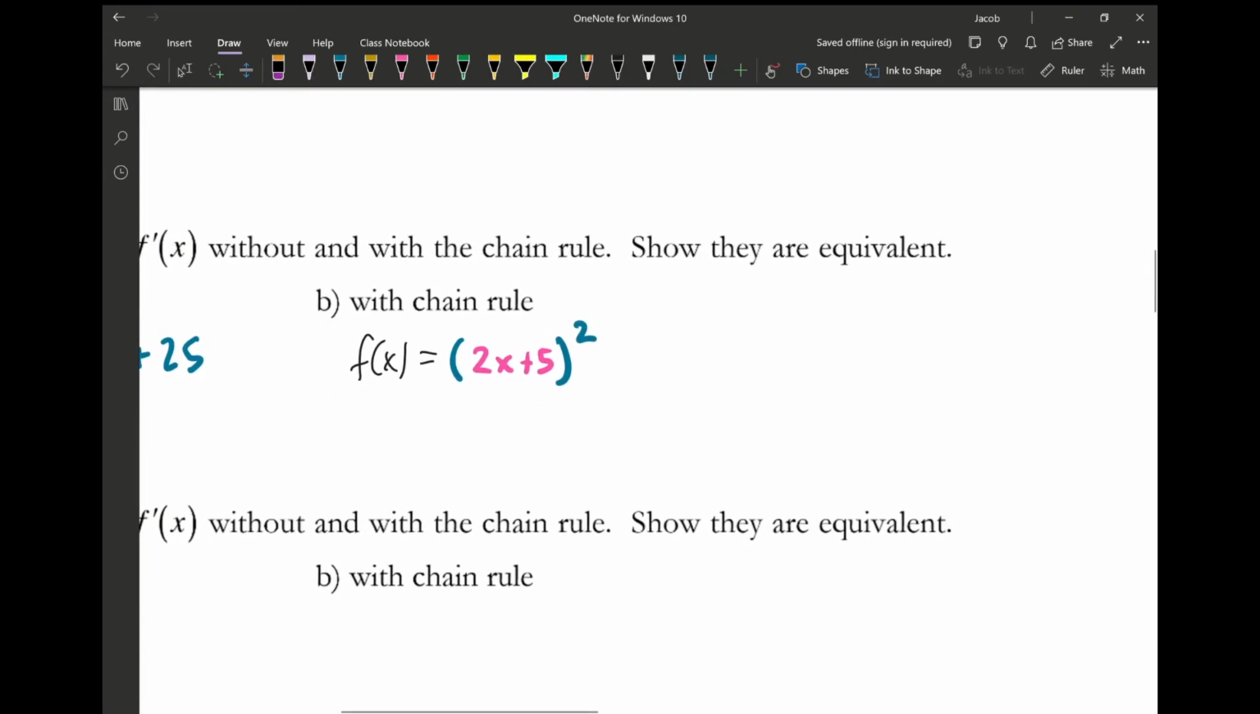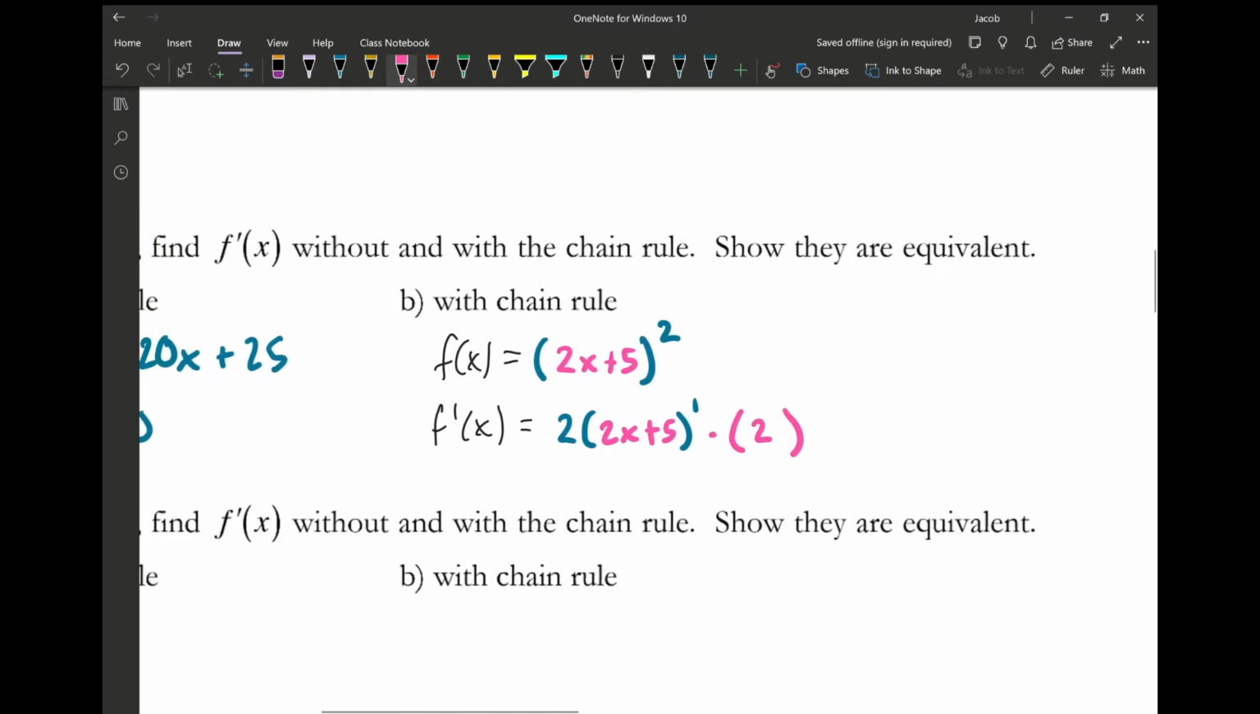So if I'm actually finding f prime of x, then I take the derivative of the outside thing. So the outside thing is that something squared, so 2, and I leave that something inside of it to the first power. And then times the derivative of the inside, which is just 2. And I like to leave parentheses there so I know I have operated correctly.